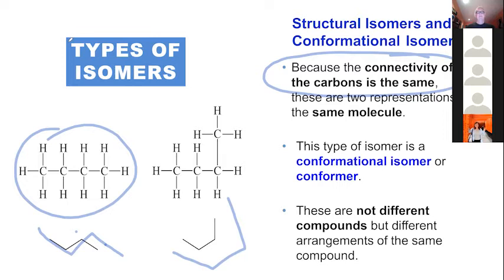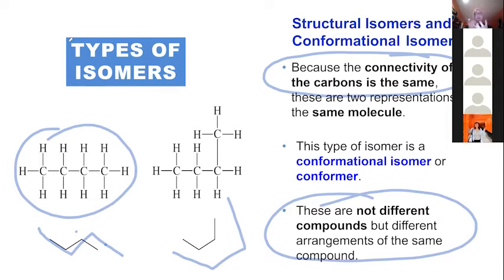In each, they're both exactly the same. They both have 4 carbons, and each carbon is in a row. They're all connected to each other in the same way, but they're a different shape. So those aren't different compounds, but slightly different arrangements in space. These are just shape differences. So shape, or conformation, means conformational isomer, sometimes called conformers. Those are exactly the same molecule, but bent in different ways.